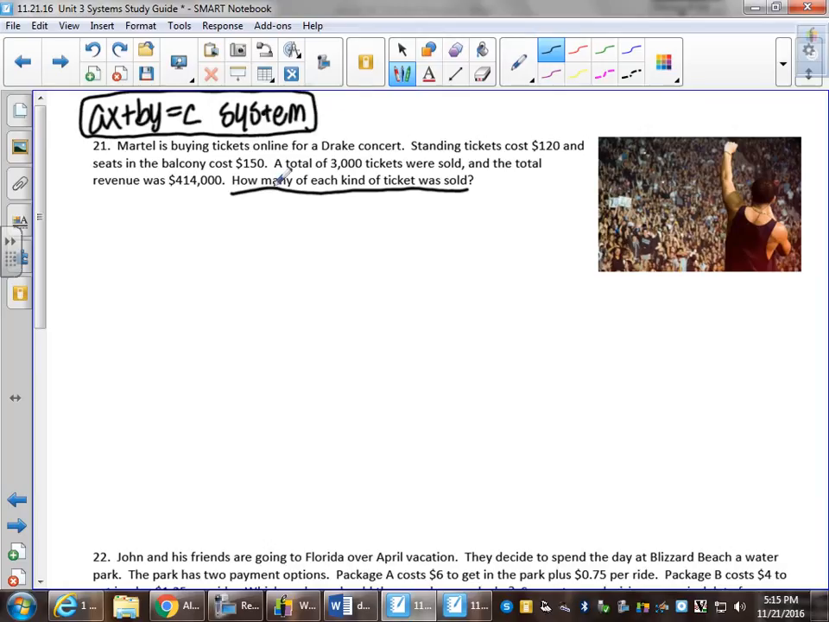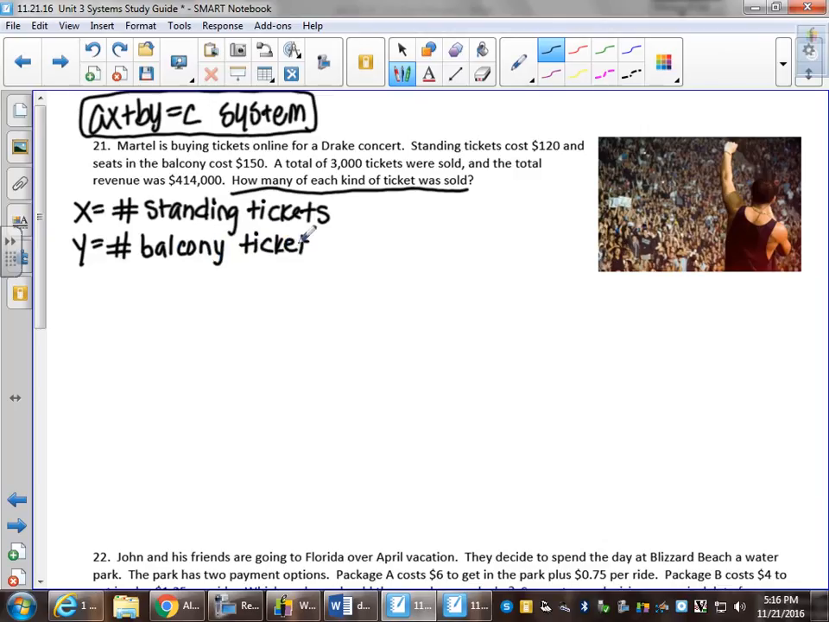So that tells me that I will get my variables right from the question. X equals, Y equals. How many of each kind? So number, right away. How many of each? What are the two kinds? Well, if I read, we've got standing tickets, so I'll make X number of standing tickets. And then balcony, so Y equals number of balcony tickets. If you reversed how you define them, when it's a standard form system, it won't matter. But just make sure you keep things together the right way.